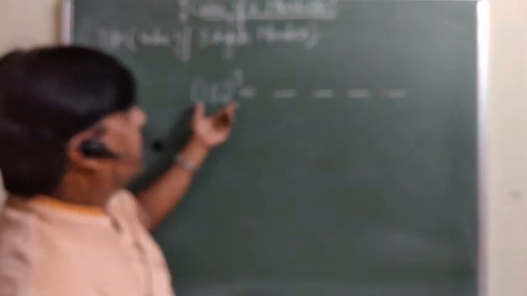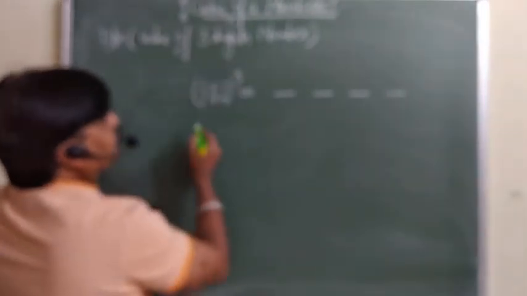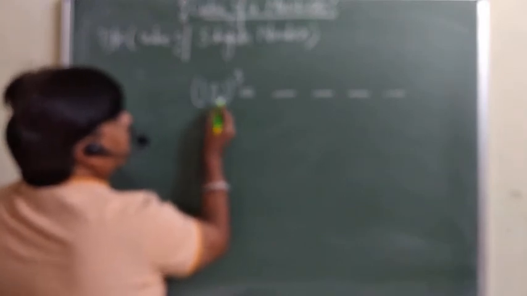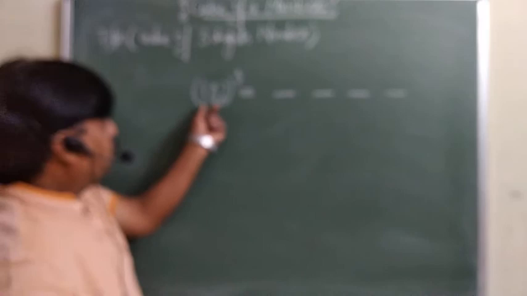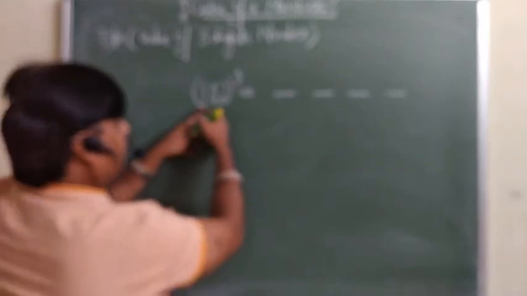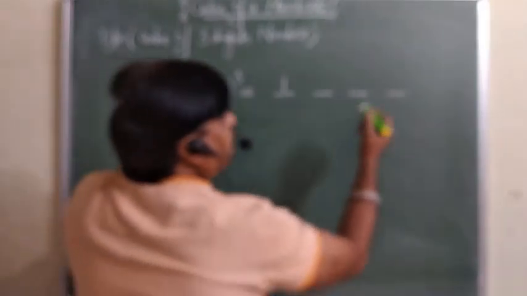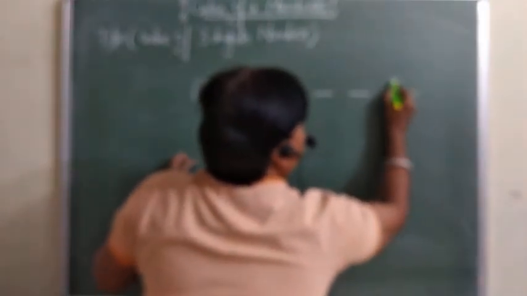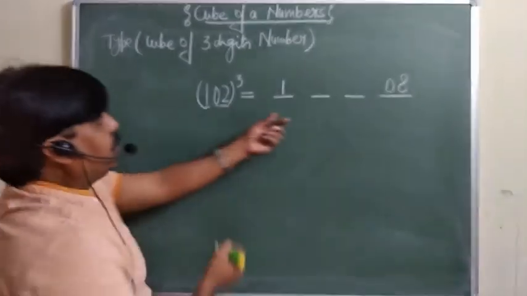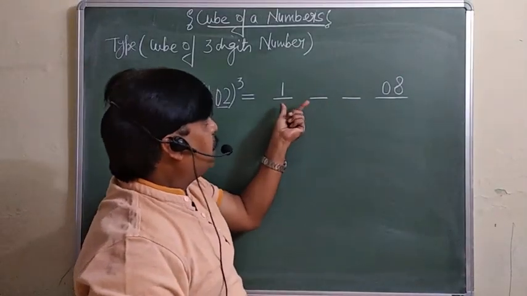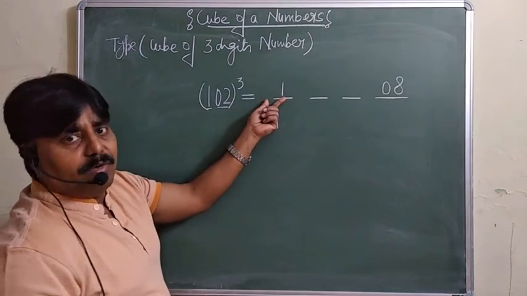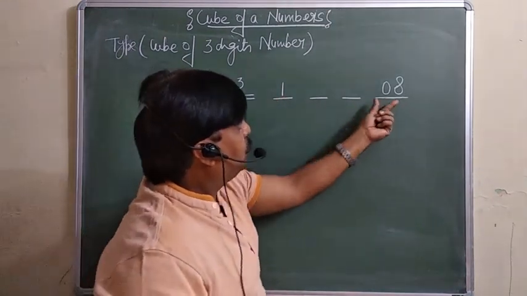Now, in case a 3-digit number is there, how can you find the cube of this one? Here the things are quite different. Just take the last two digits and this one. You must do the cube of this number: 1 cubed is 1. And just do the cube of this 02: 02 cubed is 08. This means we will always write 2 digits in each place. 1 cubed we can write as 01 or 1, no problem. So 2 digits we are supposed to write here.